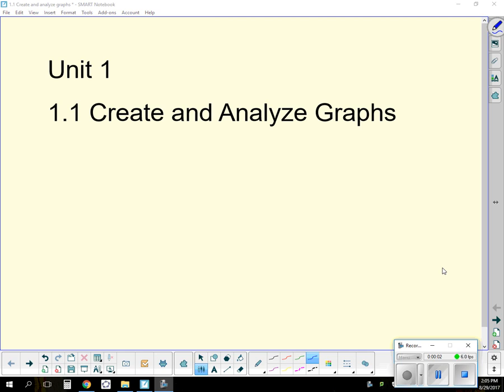Okay, here we go. Unit 1 is all about graphs and expressions. We'll start the first couple sections talking about graphs, and then we'll get into some expressions at the end of the unit. We'll start with 1.1, creating and analyzing graphs.